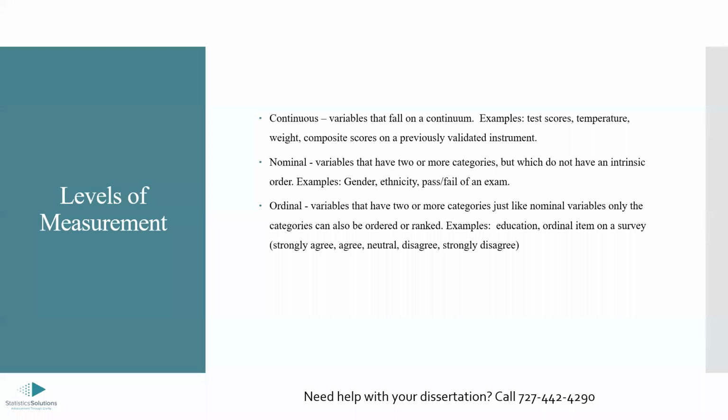Examples of this are education. You have high school, you have bachelor's degree, then master's degree, then a PhD, and then specializations. Education goes up a ladder, so this is typically considered ordinal. And a single survey question on a Likert scale, strongly agree down to strongly disagree, this is also considered an ordinal variable.